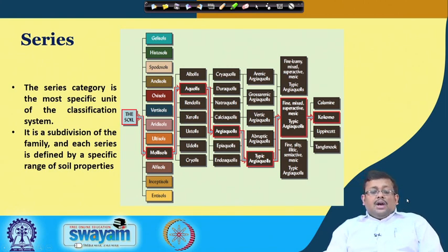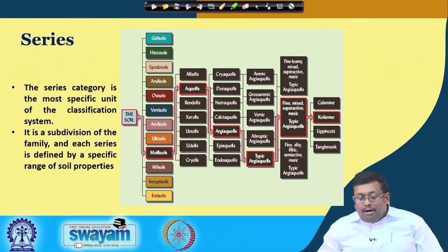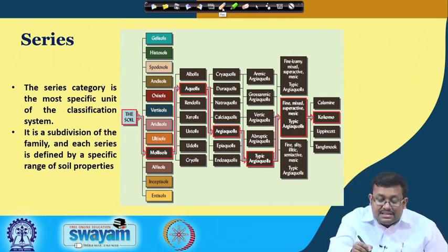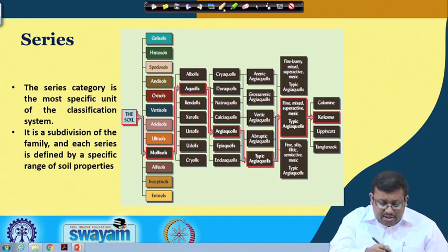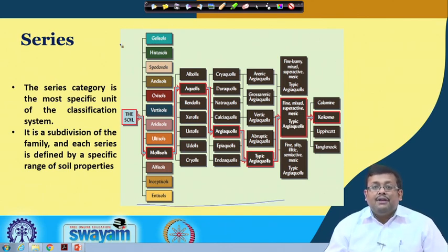Now finally, the soil series. The soil series category is the most specific unit of the classification system, and remember that it is a subdivision of the family, and each series is defined by a specific range of soil properties. For example, let us take the example of the Kokomo soil series. In this total soil classification system, how can we define a Kokomo soil series?